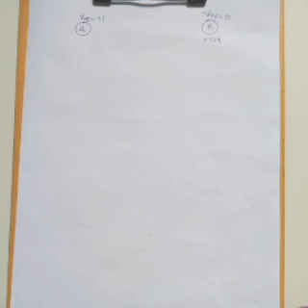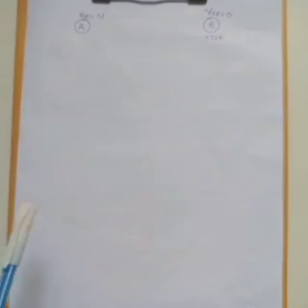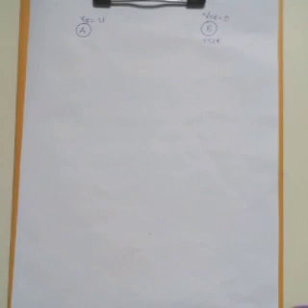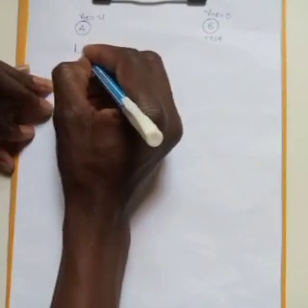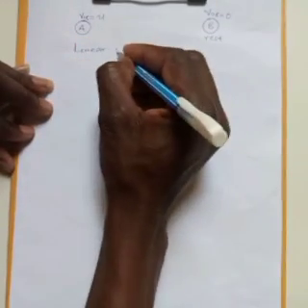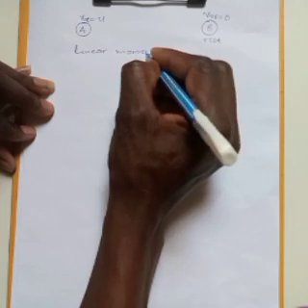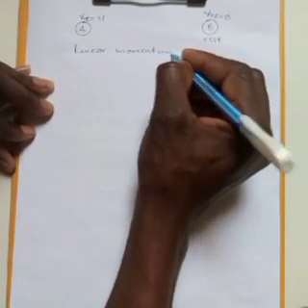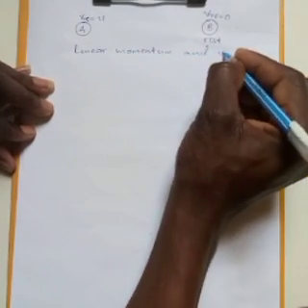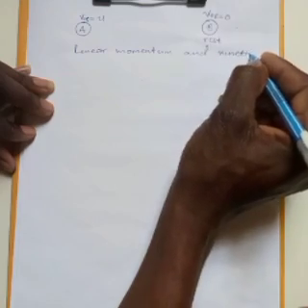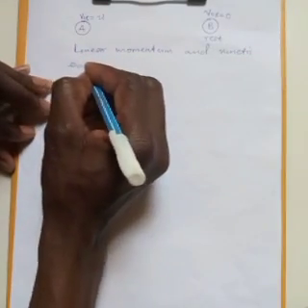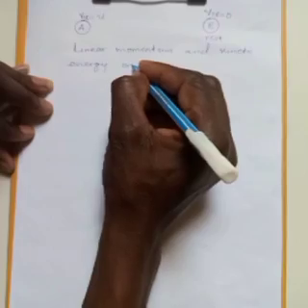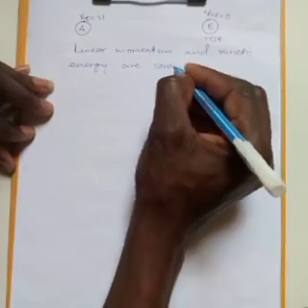Here, the type of collision taking place is what we call an elastic collision. What does it mean? This actually means that kinetic energy and linear momentum are both conserved. So linear momentum and kinetic energy are conserved.